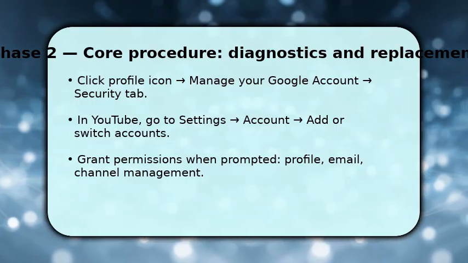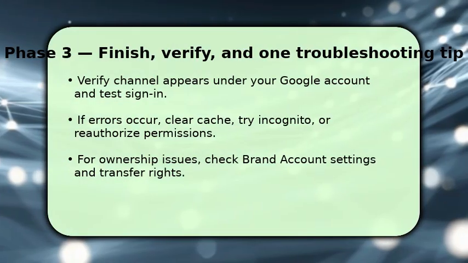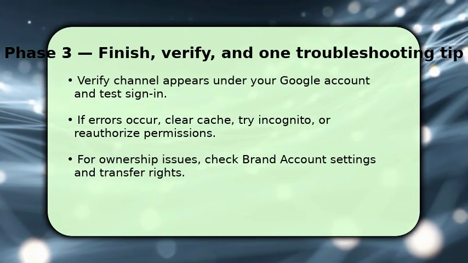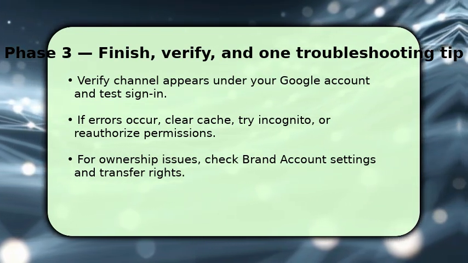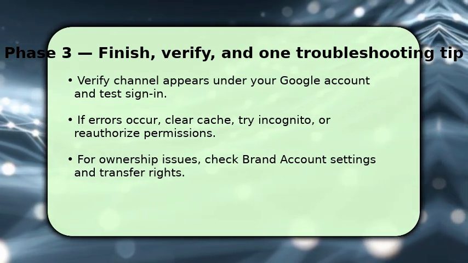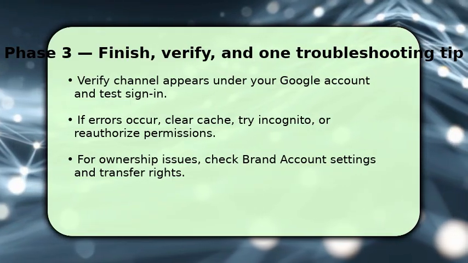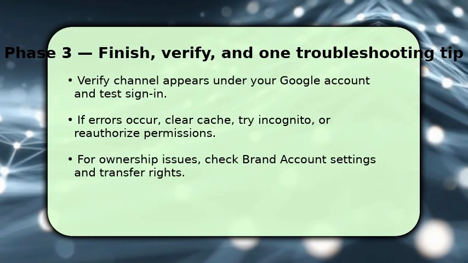You finish by verifying that your channel appears under the linked Google account and by signing out and back in to confirm persistence. If the link fails, clear browser cache, try an incognito window, or revoke and reauthorize permissions in Google account, because stale tokens often cause problems.